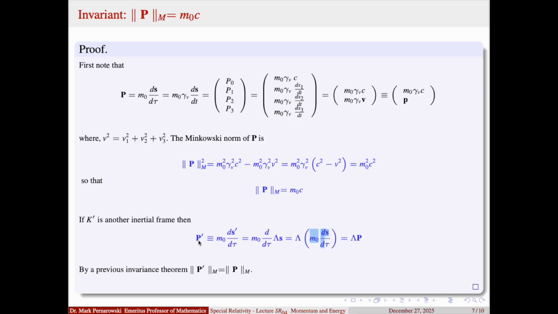So this says the four momentum in K prime is the Lorentz matrix times the four momentum in K. I already know what the length of this thing is, and by the previous invariance theorem, if I have two four vectors related in this manner, their lengths in the Minkowski norm have got to be the same. So that's a proof of the invariance of this thing in any reference frame.